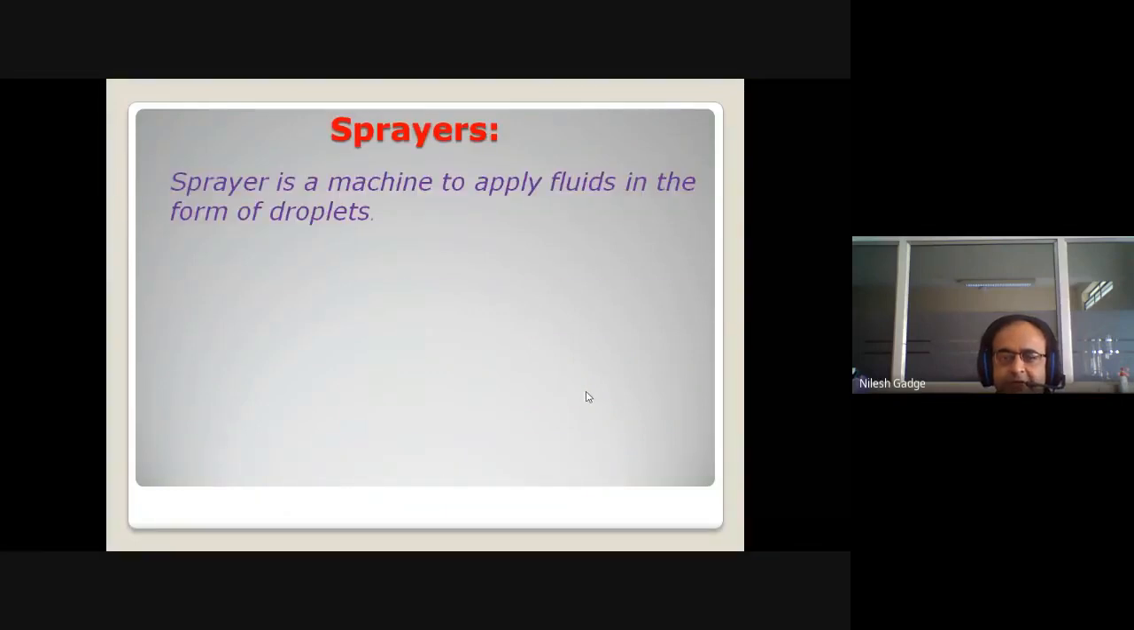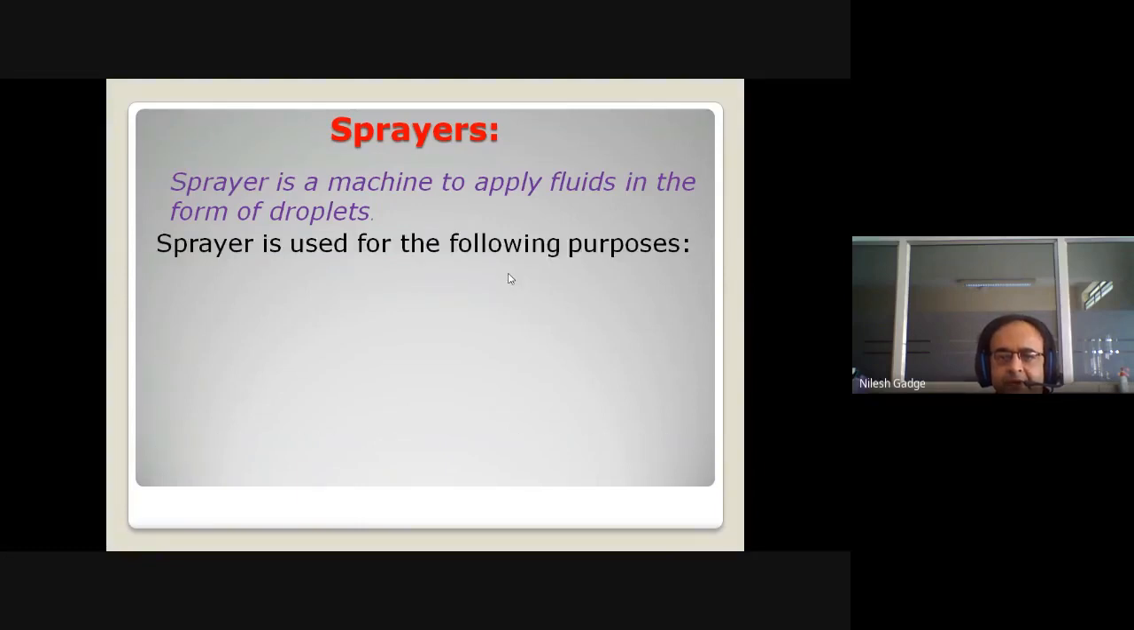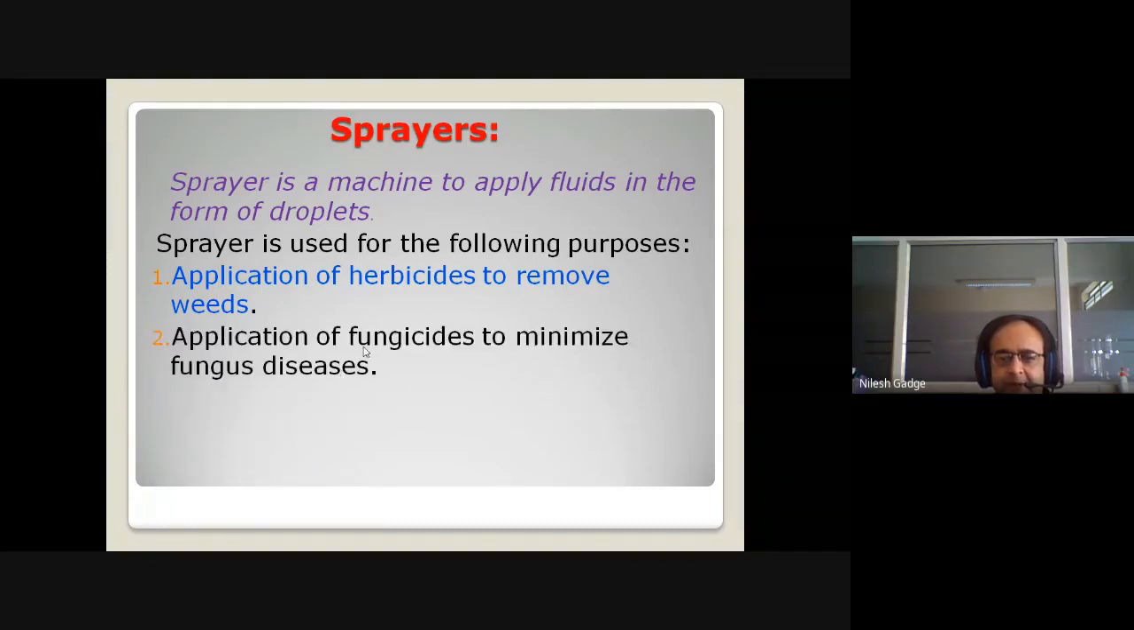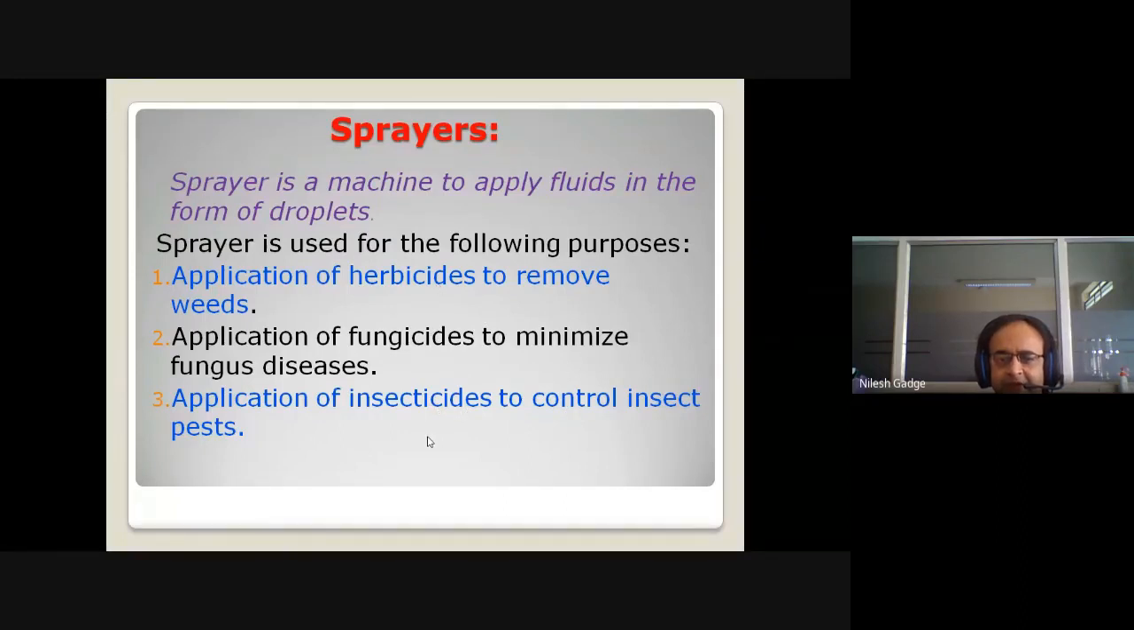Okay, so a sprayer is a machine to apply fluids in the form of droplets. So a sprayer is used for the following purposes. Application of herbicides to remove weeds. It is not necessary to explain the purposes of sprayers in Marathi or in English also. It is a simple thing. Then the second is application of fungicides to minimize fungus diseases. Then third is application of insecticides, to control insects and pests.